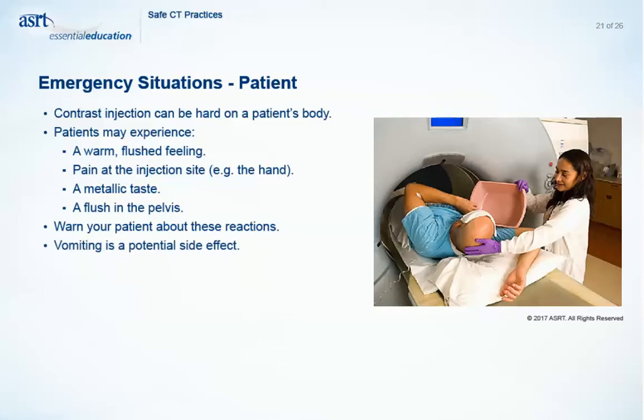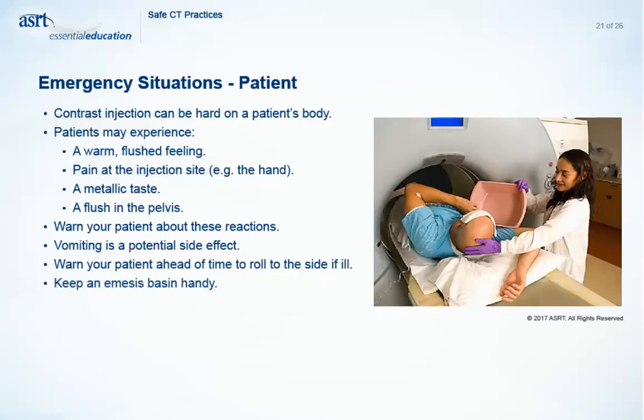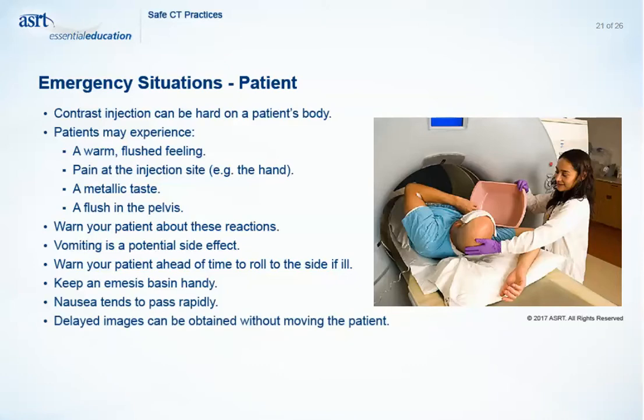Vomiting is another potential injection side effect. Warn your patient ahead of time that he or she can roll to the side when feeling ill. Keep an emesis basin handy during studies with injected contrast. If a basin is needed, you'll need it quickly. Nausea from injection tends to pass rapidly, and often delayed images can be obtained without moving the patient out of position. Never leave a patient unattended after the contrast injection, even if he or she begins to feel better.